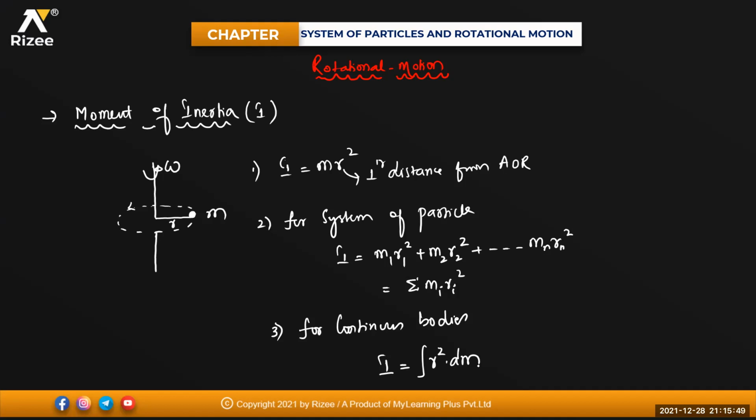So these are the first 3 formulas which you should remember. Moment of inertia for a single particle is I = m r². For a system of particles, it is m1 r1² + m2 r2² + so on up to mn rn². And for a continuous body, we use integration, so the integral of r² dm.